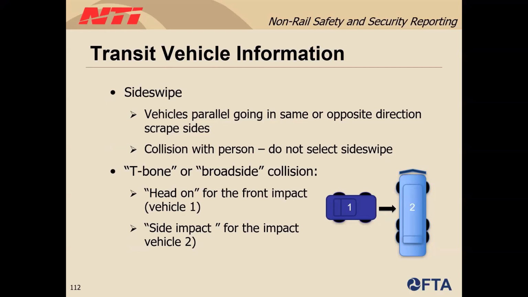When reporting a T-bone or broadside collision, one vehicle is reported as head-on, and the other vehicle is reported as side impact. So in the diagram, vehicle number 1 and the other motor vehicle would be reported as head-on, and the transit vehicle number 2 would be reported as side impact.